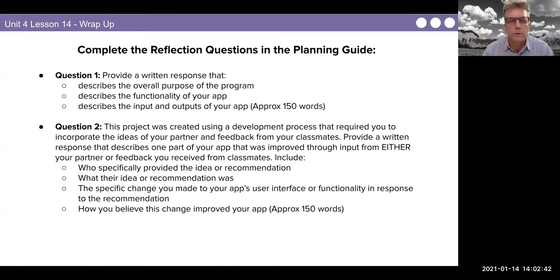This project was created, so question 2, this project was created using a development process that required you to incorporate the ideas of your partner and feedback from your classmates. Provide a written response that describes one part of your app that was improved through input from either your partner or feedback you received from classmates. Include who specifically provided the idea or recommendation, what their idea or recommendation was, the specific change you made to your app's user interface or functionality in response to the recommendation, and how you believe this change improved your program.